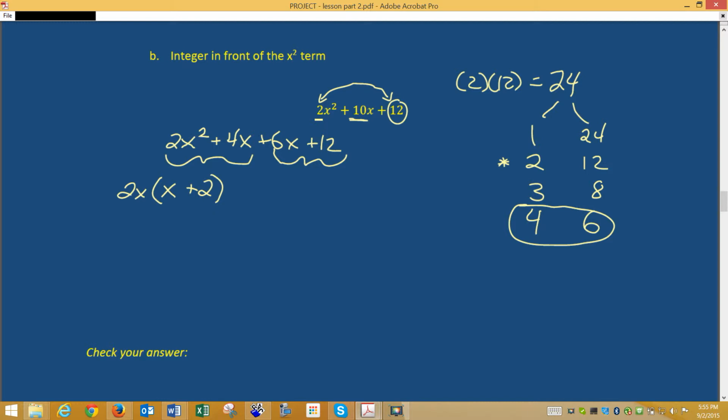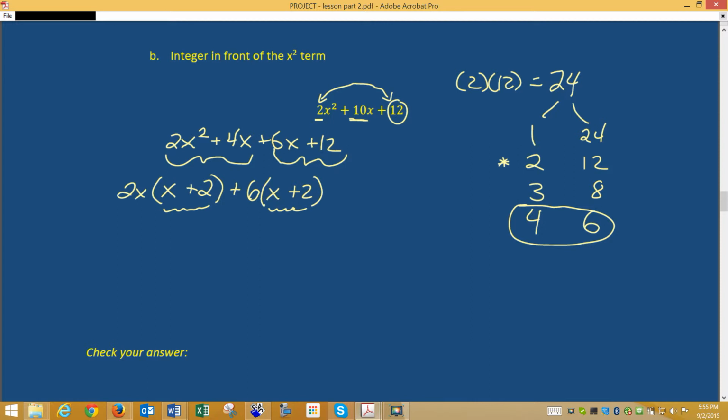Okay, now I look at my last two terms here. I've got 6x plus 12. The greatest common factor between those is going to be 6. 6x divided by 6, I'm left with an x. 12 divided by 6, I'm left with a positive 2. Okay, notice that we have the exact same thing in both brackets. That is good. Otherwise, something would have gone wrong.